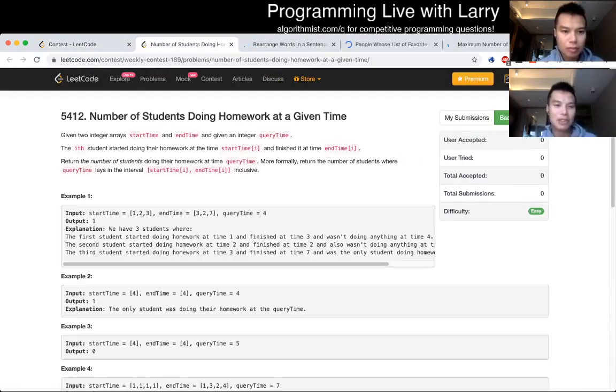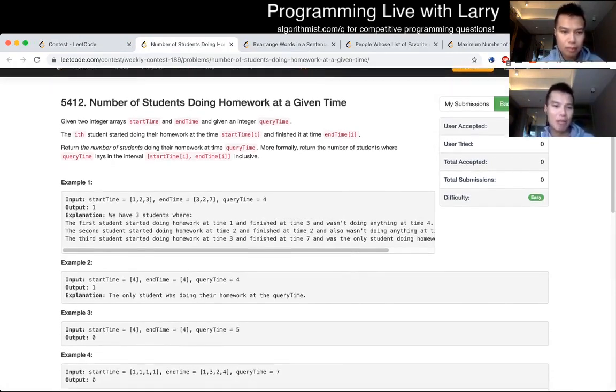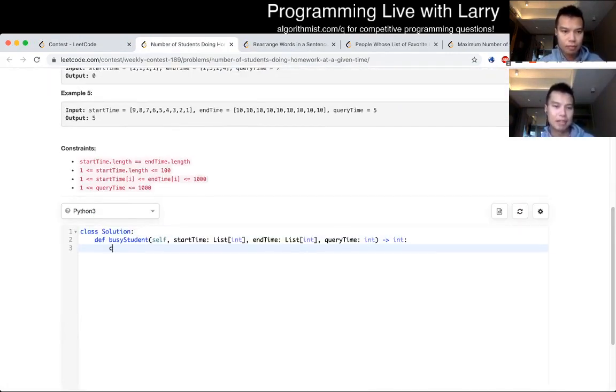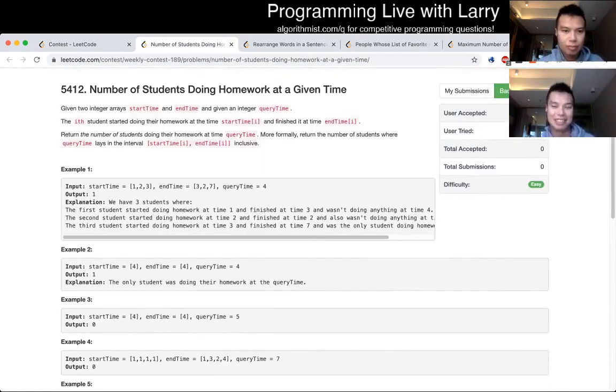Q1, number of students doing homework at a given time. Yeah, so this one immediately when I read it, I was like, what's n? Well, it doesn't matter what n is, to be honest, because you cannot do better than O of n because you have to read everything once.